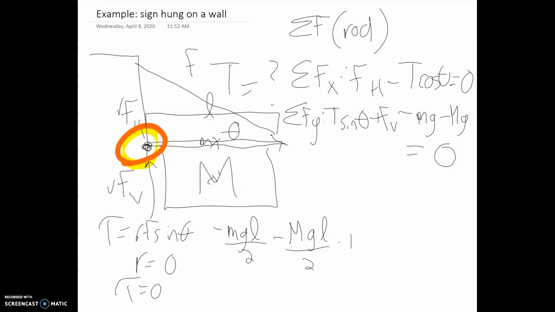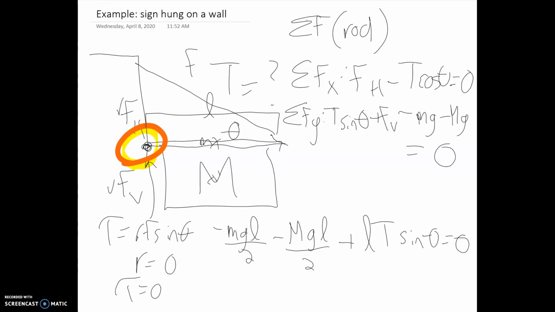Then it's going to be plus L T sine theta, and that all equals 0. Okay. And then we put all the numbers in and we solve for stuff.